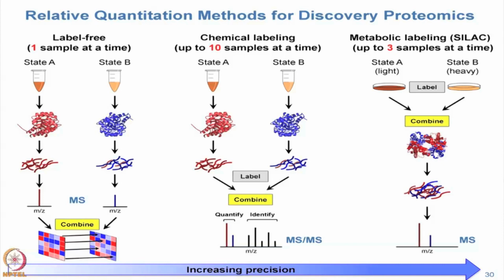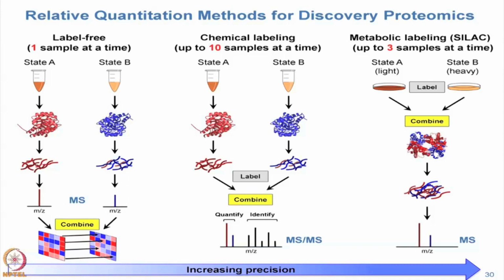You then combine the samples and put them into a mass spectrometer. You do MS/MS. The quantitation comes at the level of the MS/MS spectrum. In this technique here, you combine earlier in the process, and the quantitation comes at the MS level.